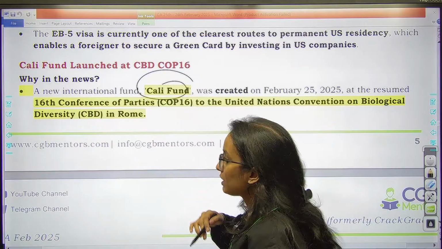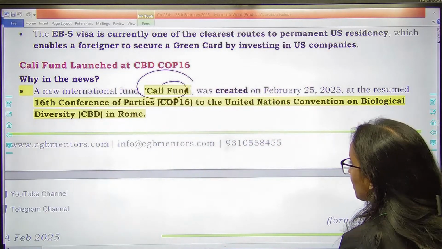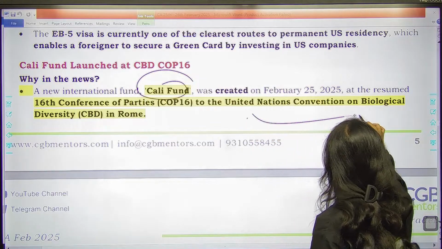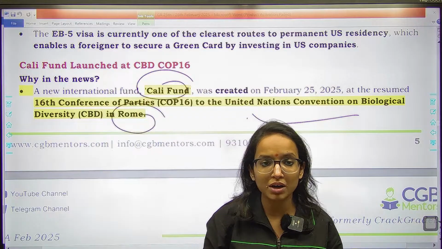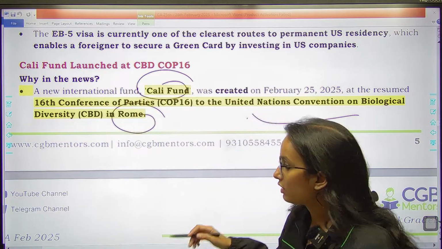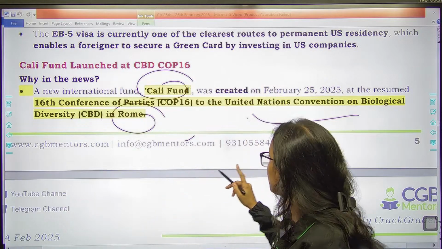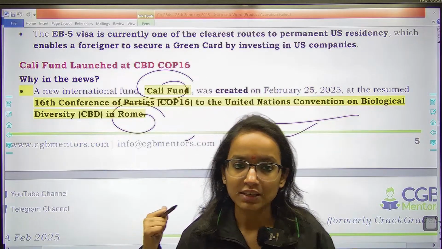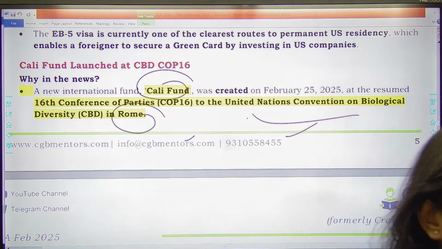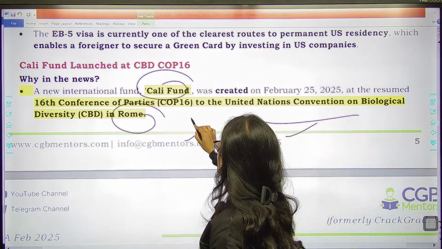Then next is the new international fund, the Kali Fund. The Kali Fund was recently created on 25th Feb at the 16th Conference of Parties to the United Nations Convention on Biological Diversity in Rome. This is very important to remember. First of all, where was it held? It was held in Rome. It was the Conference of Parties to whom? It was the Conference of Parties to the UN Convention on Biological Diversity, right? Which number of Conference of Parties was it? It was the 16th COP.